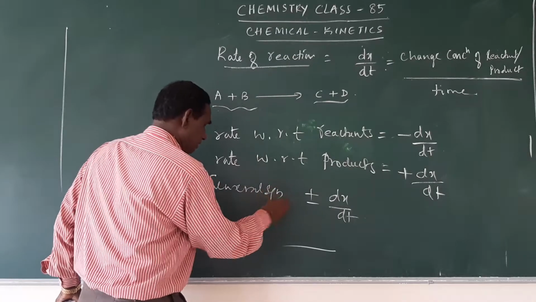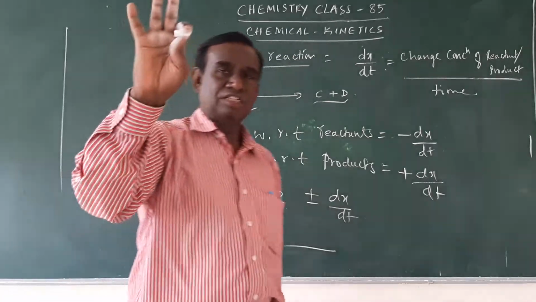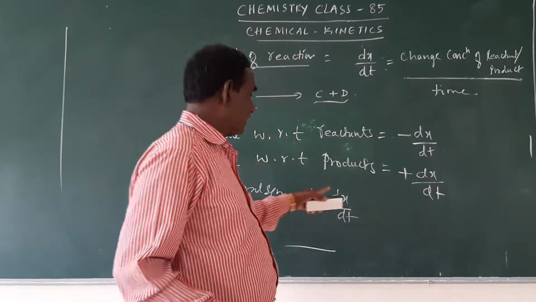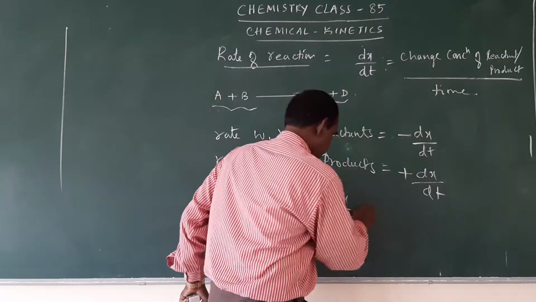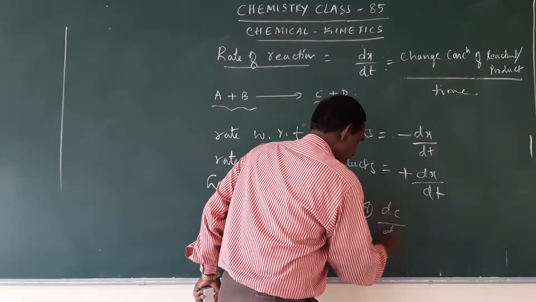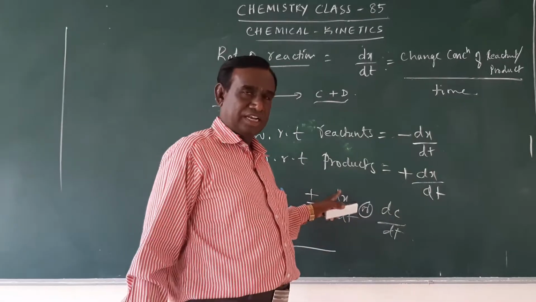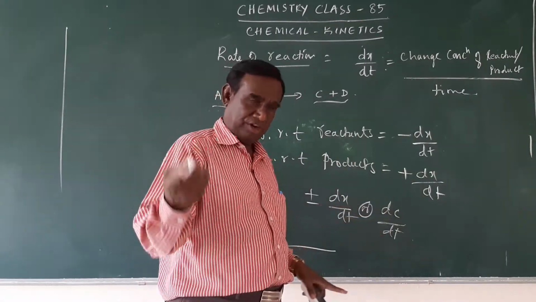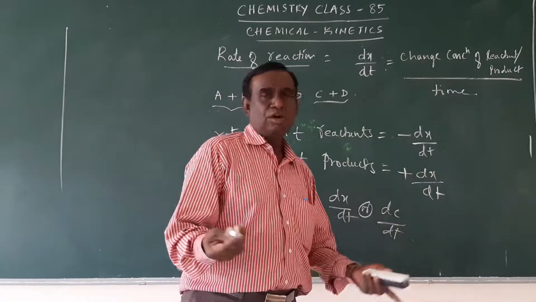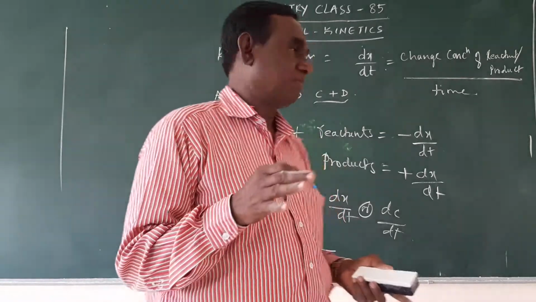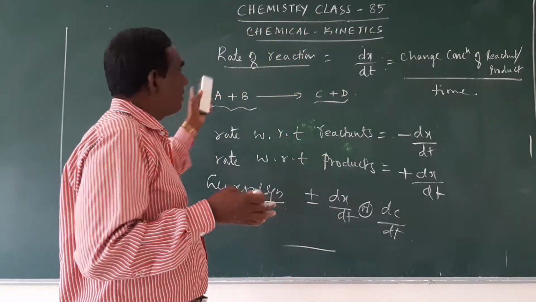The equation for the rate of a chemical reaction is plus or minus dx by dt, or you can even write dc by dt, where dc or dx indicates the concentration of the reactant or product, and dt indicates a small interval of time. So that is how we can explain the rate of a chemical reaction.